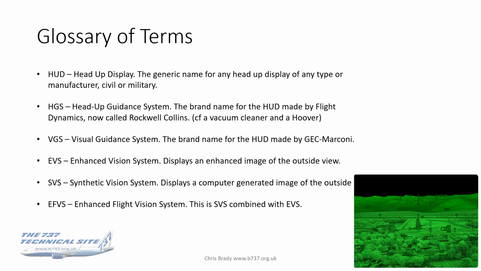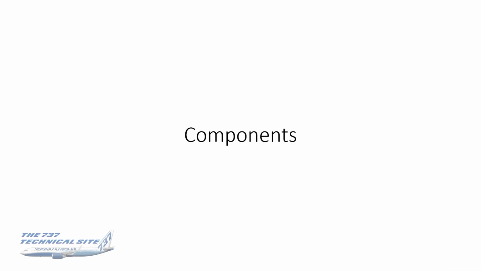Now, if you combine synthetic vision with enhanced vision, you get what's known as an EFVS, an enhanced flight vision system, as shown down there. So in that particular image, the mountains are synthetic, the trees and the runway and the airport are enhanced. So there you go. That's your glossary of terms. Okay, on to the individual components.